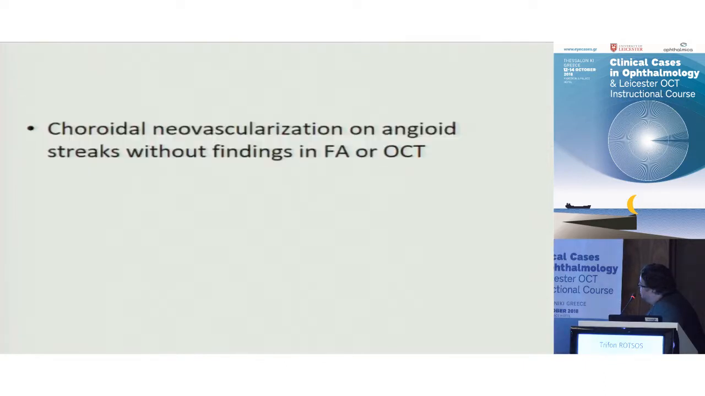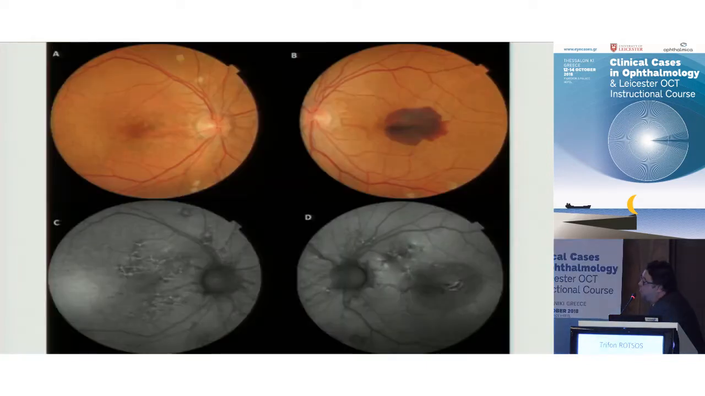And this is a case of choroidal neovascularization on angioid streaks without findings in the FA. This is very common, and this is where the OCTA lies its strength in the new multimodal imaging wall that we have for AMD.